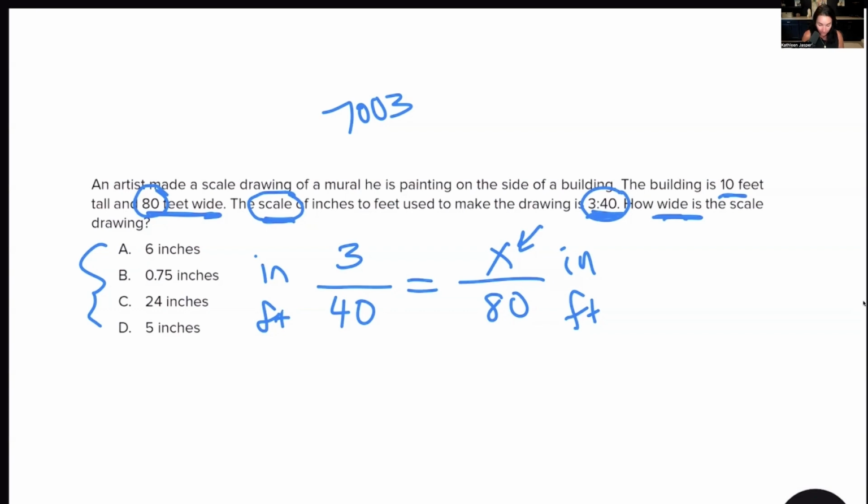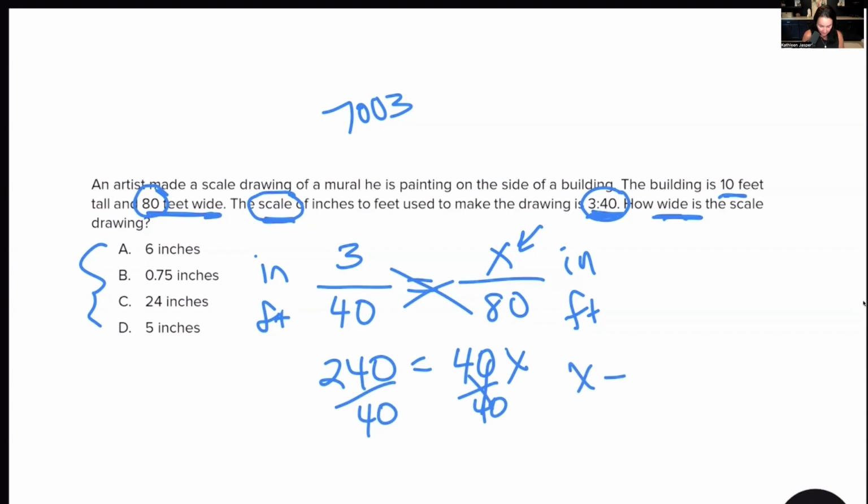Okay, so now what we can do is cross multiply and solve. And we have 3 times 80, which is 240, equals 40x. Solve for x. Divide by 40, and we get x equals 6. So it's 6 inches equals that 80 feet. A is the correct answer.